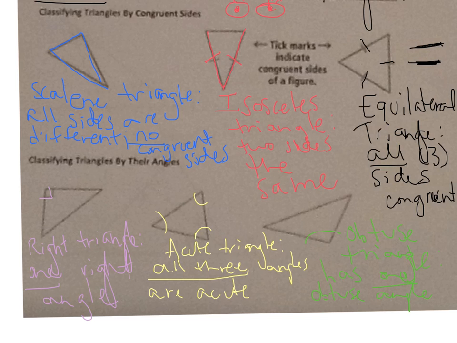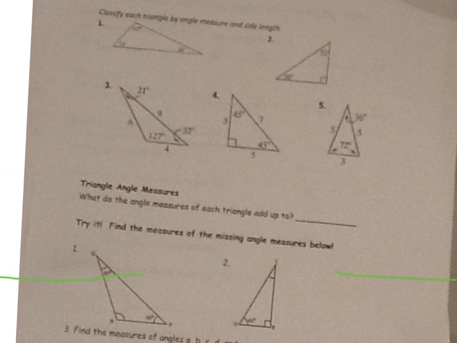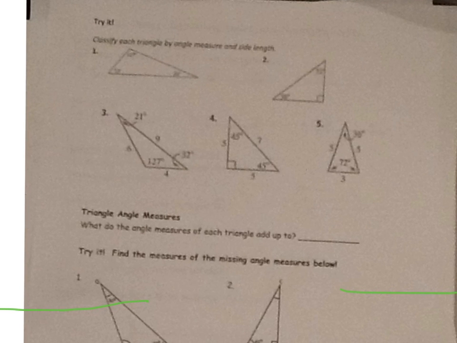All right, so we're going to take a look here at some examples. It says classify each triangle by its angle measure and its side length. So let's just try two questions here really quick. Let's try number 1 and let's try number 4.